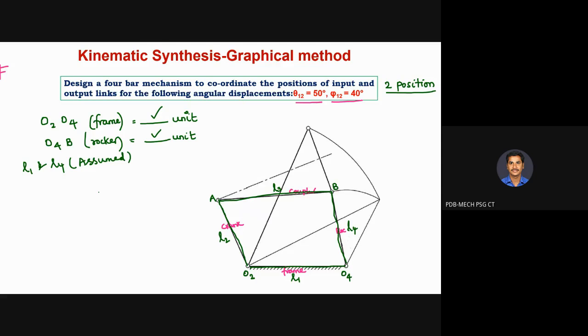Okay, now what is the next step? As per the previous discussion, once you know the initial position, what is the next step? Find the final position. Yes, final position.